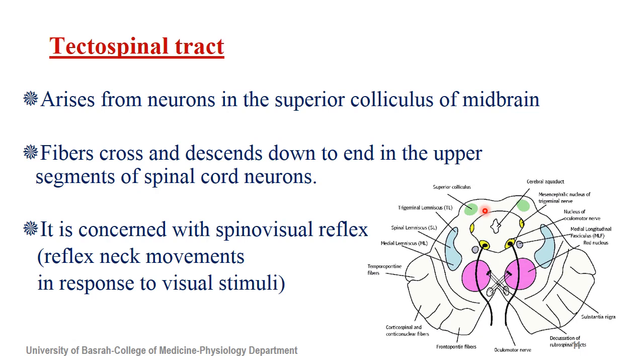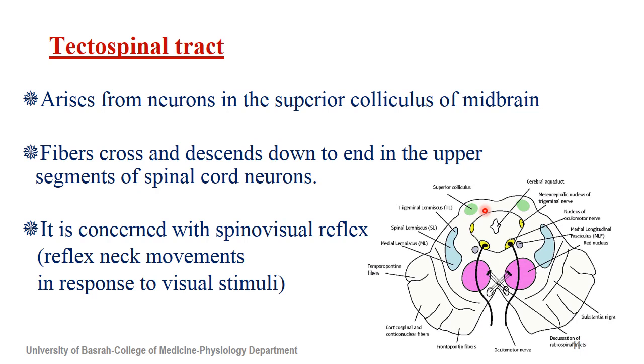The superior colliculus has a pathway of connecting fibers with the spinal cord to form the tectospinal tract. There is visual input, visual stimuli coming from the visual cortex to the superior colliculus, which sends fibers to the spinal cord with a decussation at the midbrain, so it crosses to the opposite side. Why do we have this connection between the midbrain, the superior colliculus and the spinal cord? Because this is an important pathway, and it's concerned with the spinal-visual reflex.